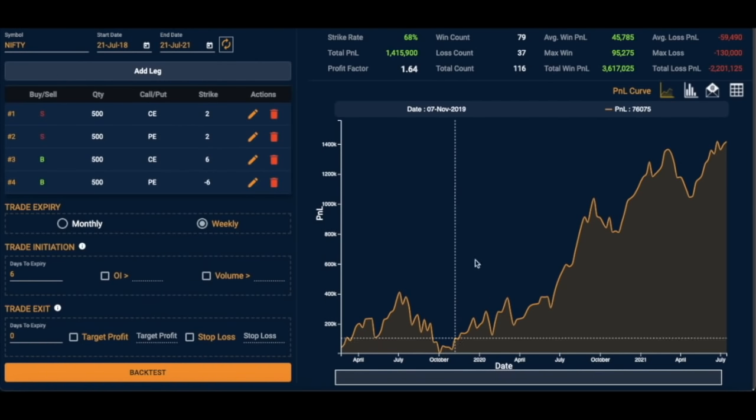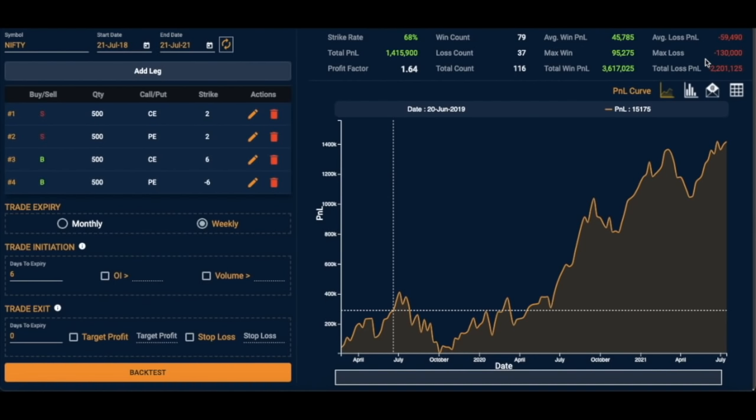Now if you would have implemented this strategy on weekly basis, which is initiate 6 days before the expiry and exit on expiry day, and followed this process without any adjustments for last 3 years, your capital would have become almost 4 times. As in this strategy, the margin requirement is close to 4 lakhs and you are sitting on profits of 14.15 lakhs. Here the strike rate is 68% and profit factor is 1.64. Both are much higher as compared to other two strategies. Here maximum win trade would have been close to 95,000 and maximum loss would have been 1.3 lakhs.